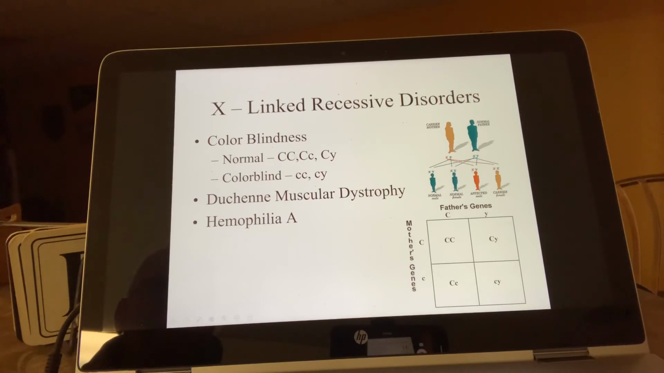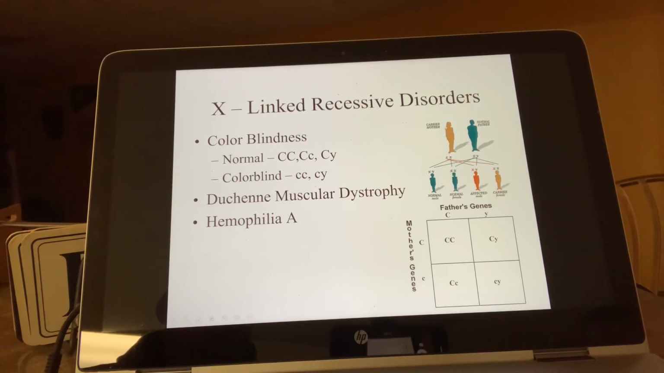These are the females. In the males, there's two options. Either the male can have the normal allele and the Y chromosome, in which case he will have normal vision, or the male will have the abnormal allele and the Y chromosome, and he will be colorblind. Here's an example showing this.